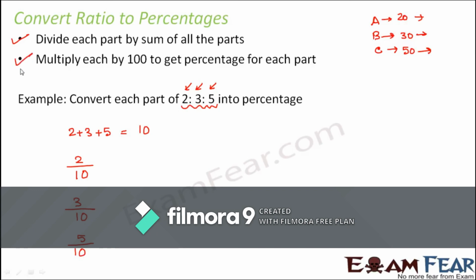Step 2 is to multiply each by 100 to get the percentage for that part. So you multiply this by 100, this by 100, and this by 100. What do you get in this case? This would be 20, this would be 30, and this would be 50. So basically, it is 20%, 30%, and 50% respectively. In this fashion, you converted the ratio into percentage.